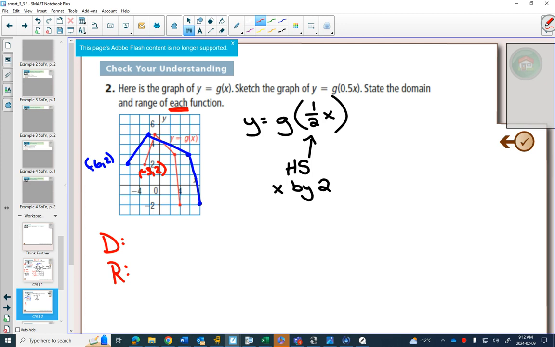You have to be careful when it's each function, you have to do extra domain and range. State the domain and range of each function. So domain is your x values. My smallest x value on the red graph is -3, less than or equal to x, and my biggest x value is 4. For my y values, my smallest y value is -2, less than or equal to y, and my biggest y value goes up to 5.